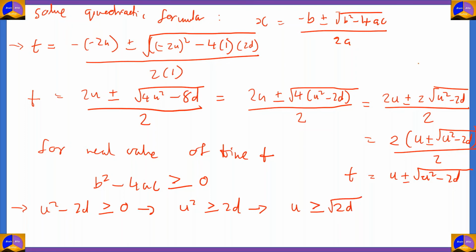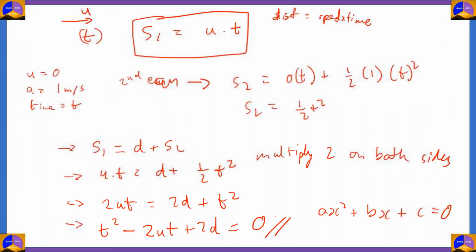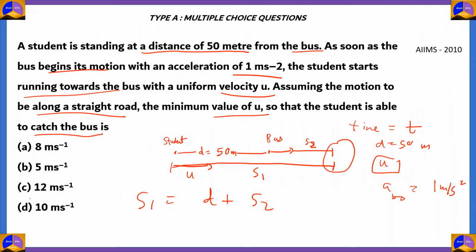And we know the value of d as 50 meters. So here we apply it. So that will be u is greater than or equal to root of 2 times 50. So u is greater than or equal to root of 100. So we can say that u must be greater than or equal to 10 meters per second. So therefore, we need to ensure that the minimum value of u must be equal to 10 meters per second. So the minimum value of u is option D, 10 meters per second.